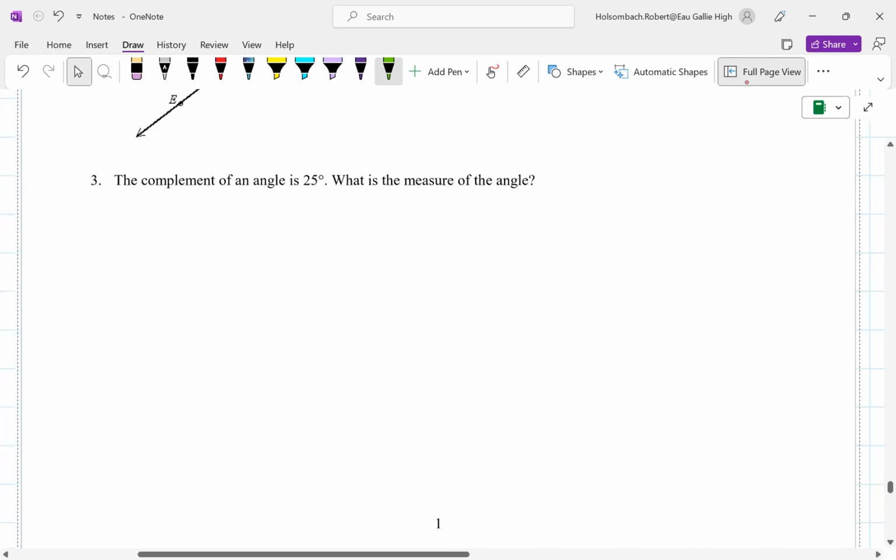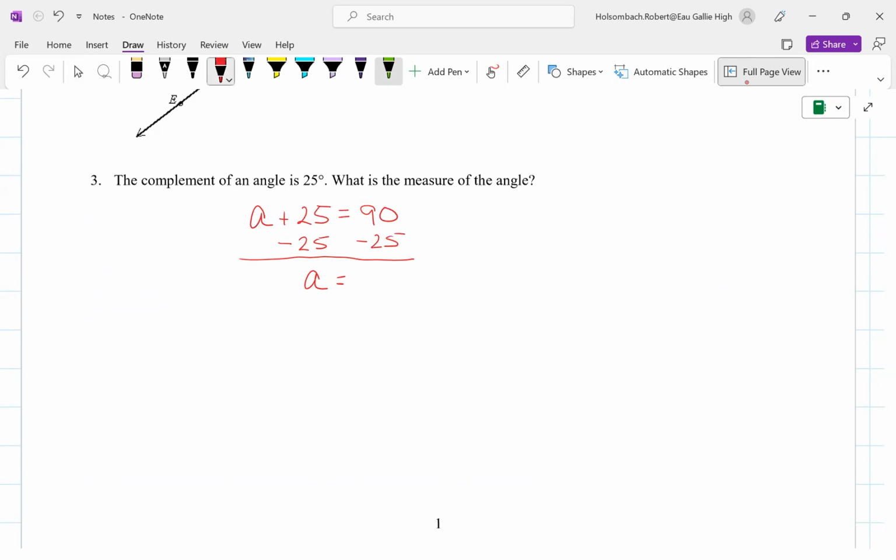The complement of an angle is 25. What is the measure of the angle? So here's what we do. We take an angle plus 25 degrees is equal to 90 degrees. Complement of an angle, so complementary angles sum 90. So if you subtract 25 from each side of this equation that we wrote, then the angle is equal to 90 minus 25, which is 65 degrees.